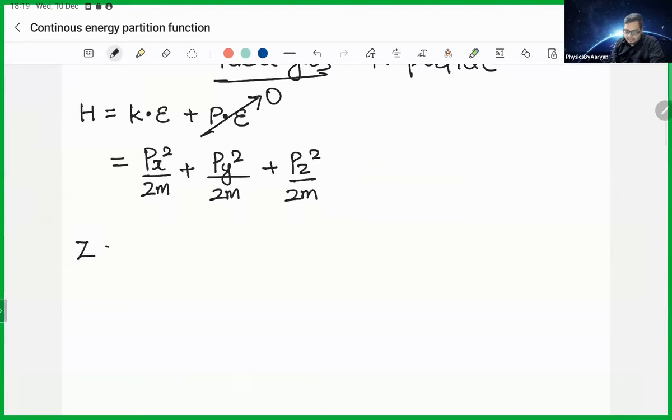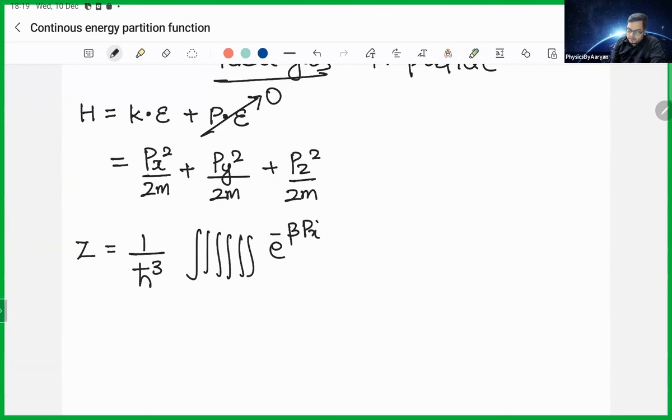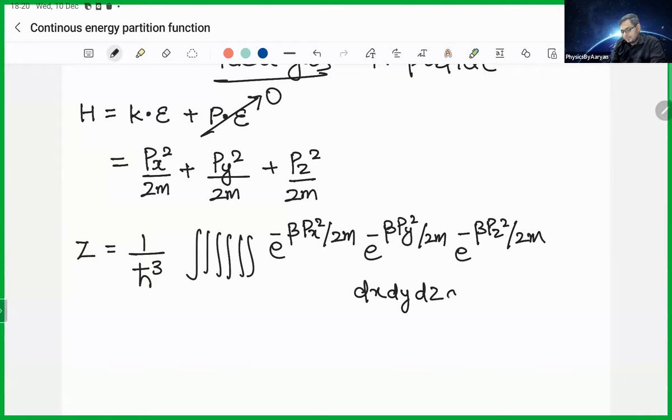Now let's write the partition function. The partition function is 1 by h bar cube because it's 3 dimensional. Then I have 6 integrals, and I have e to the power minus beta px square by 2m, e to the power minus beta py square by 2m, and e to the power minus beta pz square by 2m. And then I have dx, dy, dz, dpx, dpy, dpz. In general, what I had was e to the power minus beta H. And you know, when the bases are the same, powers add. That is what I have done. I have just split my exponential into 3 parts.